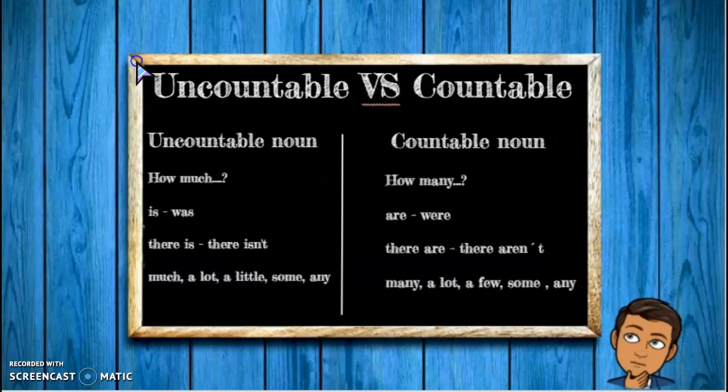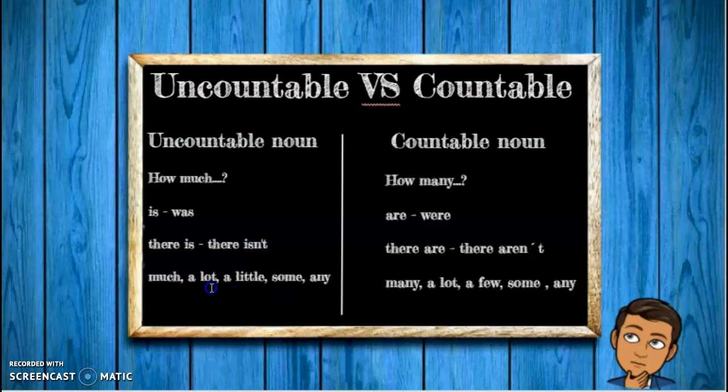Okay, what is the difference, teacher? The difference is vocabulary. For uncountable nouns, we use how much. For countable nouns, we use how many. Uncountable nouns usually use the verb to be: is in present, in past, was. We also have the uncountable expressions. There is, in negative, there isn't, in past, there was, in negative, there wasn't.